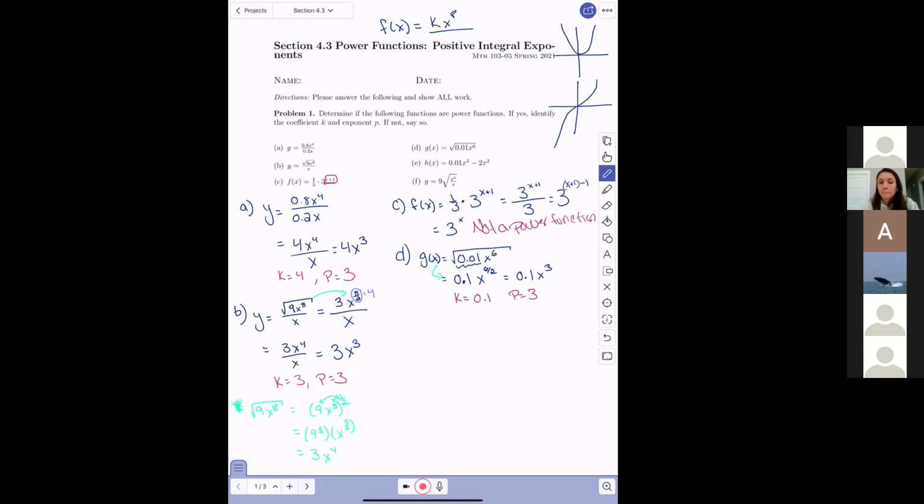Wait, is the square root of 0.01 0.1? Yes. Okay, I just wanted to make sure. Yep. Okay.